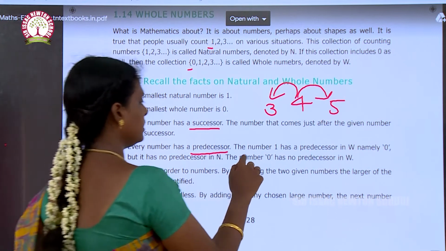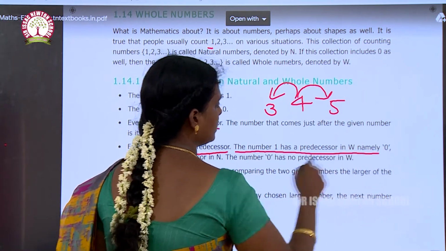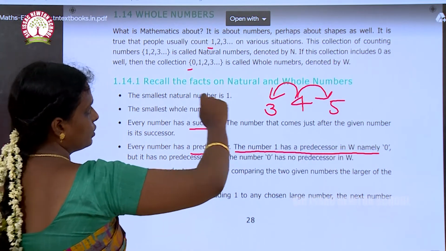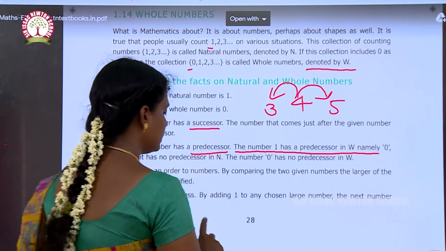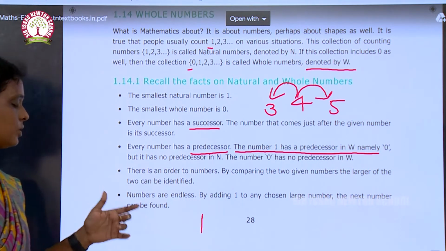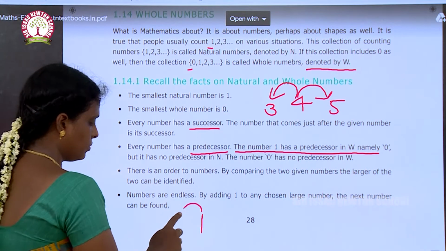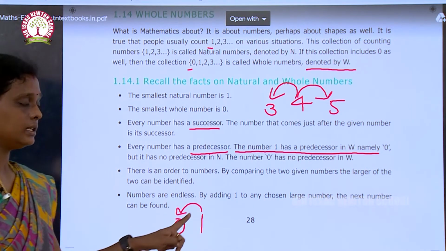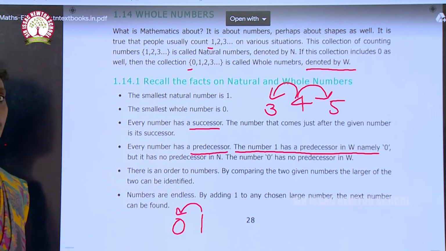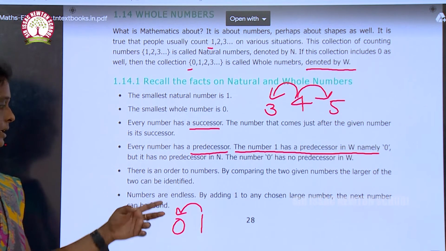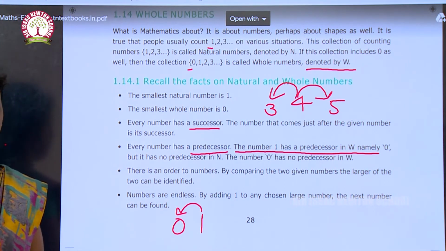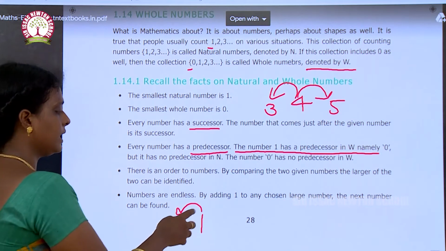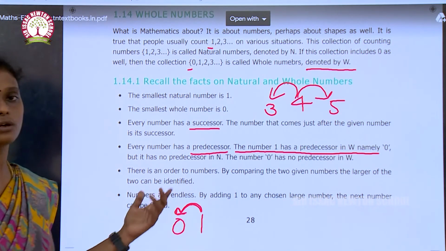Okay. Here we have something. The number 1 has a predecessor in W. W means whole numbers, as I have already told you. So in whole numbers, the predecessor of 1 is 0, right? In whole numbers alone the predecessor of 1 is 0. What about natural numbers? In natural numbers we do not have 0, so there is no predecessor for 1. In whole numbers alone we can consider 0 as the predecessor of 1.